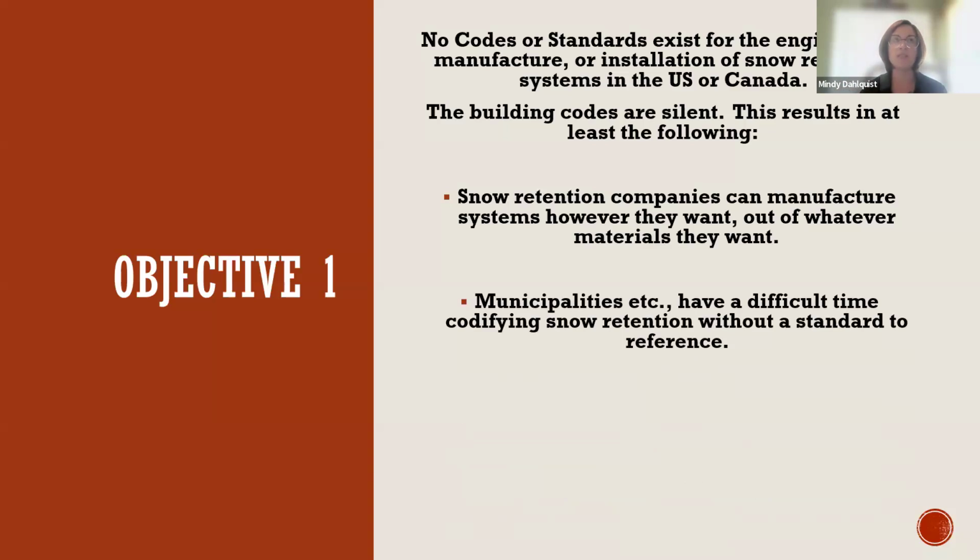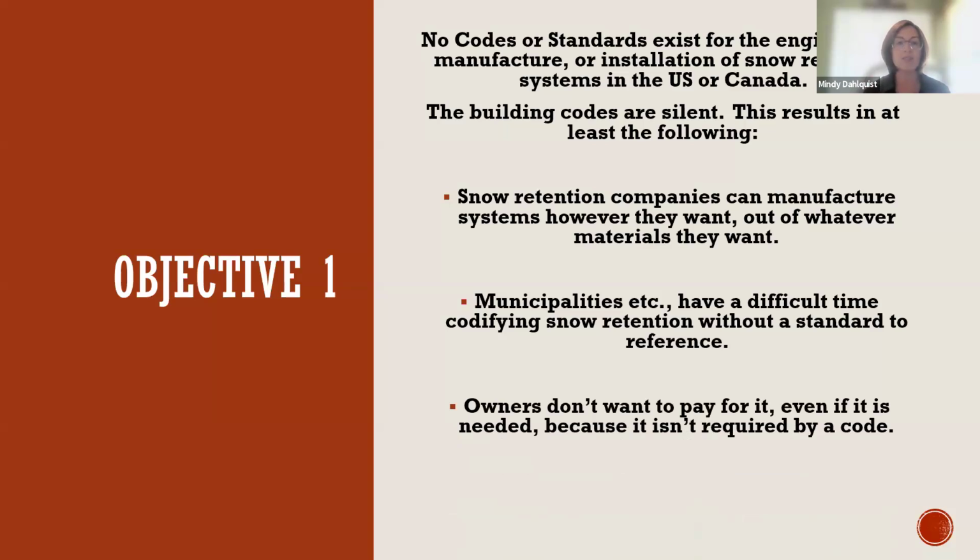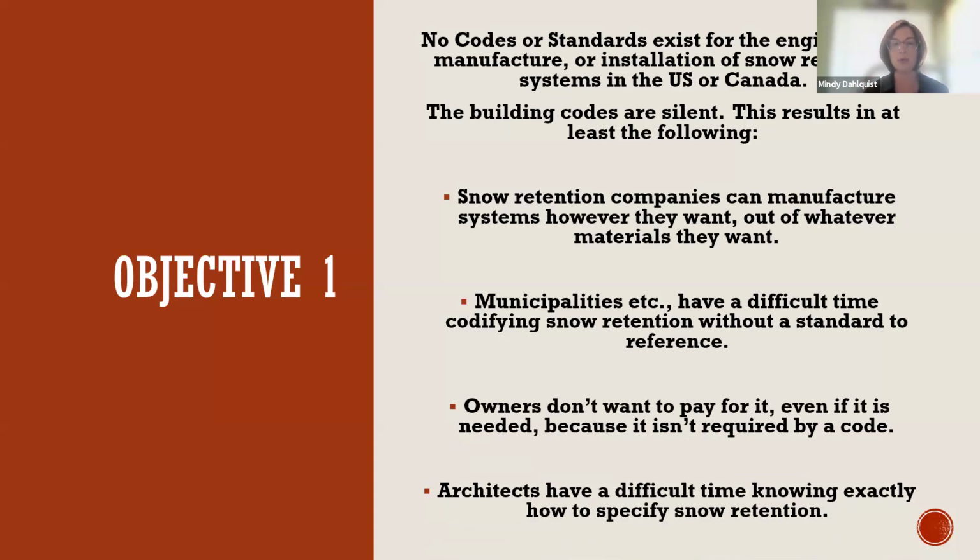Municipalities also have a difficult time codifying snow retention since there's no standard to reference. Without a standard, if a city knows that snow retention is most likely the best option for sidewalk areas or doorway areas, it still doesn't give them anything to call a snow retention system. At this time, do you put one bracket up? Is one bar enough? Are 2 bars enough? Do you need multiple rows of 2 bars? There's nothing to tell you, okay, for X, Y, and Z, this is how much snow retention you need to have on this building. And due to that, owners just don't want to pay for it a lot of times, even when it's needed, just because it's not required by a code.